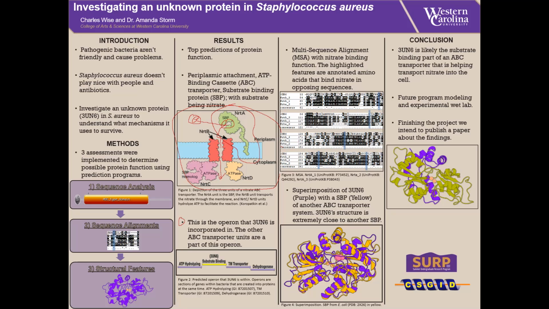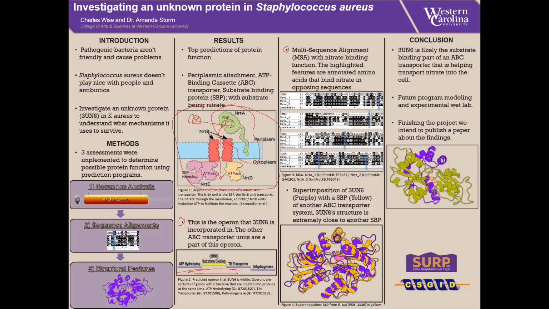The first one is the operon that this is a part of, and operons are sections of genes within a bacteria that are all produced into protein at the same time. All sections or all proteins of an ABC transporter can be seen in this operon, which builds confidence that this is likely a part of an ABC transporter.